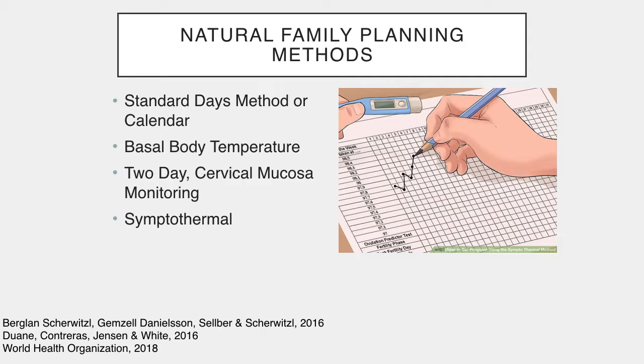The 2-day method is when women check their fertile periods by observing presence of cervical mucus of any type or consistency. And the symptothermal method is when women observe for changes in the cervical mucus, texture, body temperature, and consistency of the cervix, observing for softening.